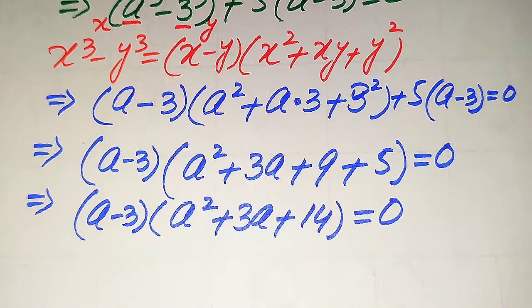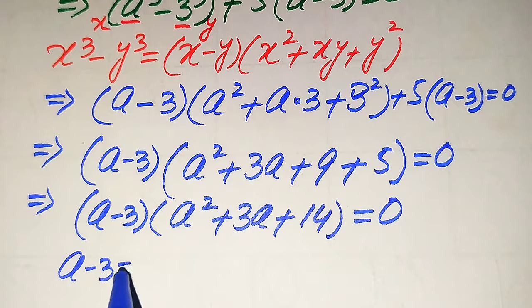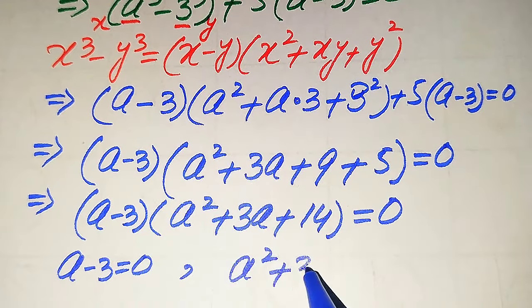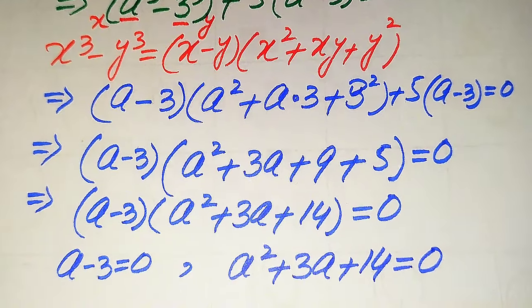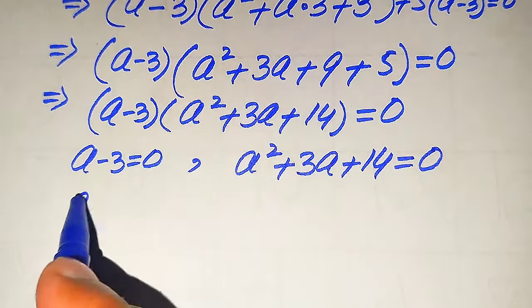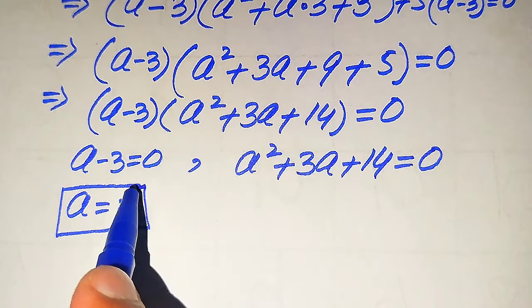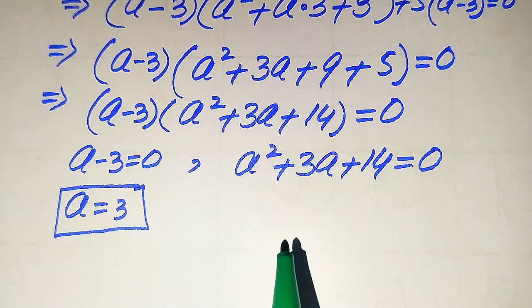So now we divide this equation into two cases. The first case is we write a minus 3 is equal to 0, and the second case is we write a square plus 3a plus 14 is equal to 0. So from here we easily get the value of a is equal to 3. So this is our first root of the given equation, and now we need to find other roots from the second equation. So this is the quadratic equation.